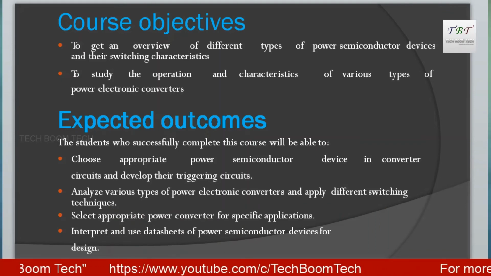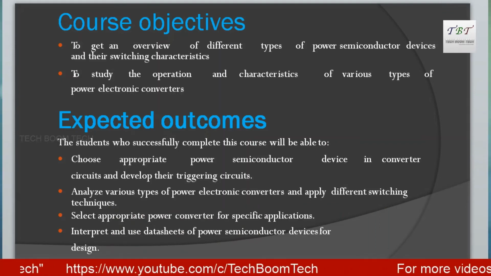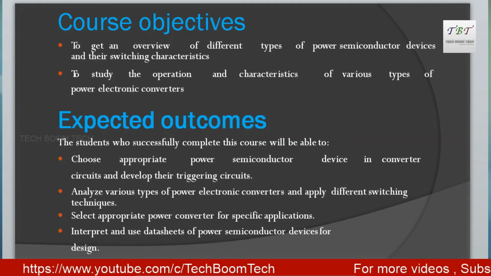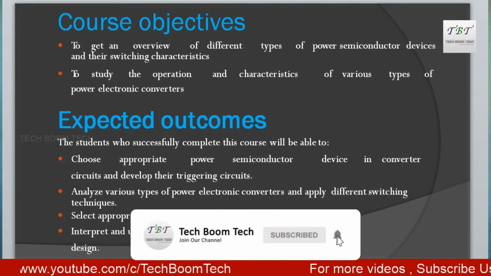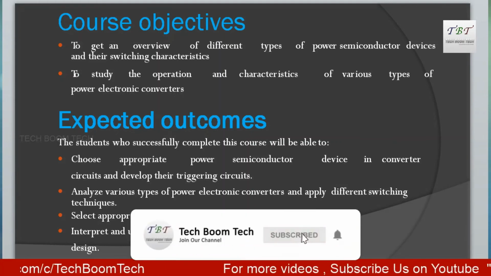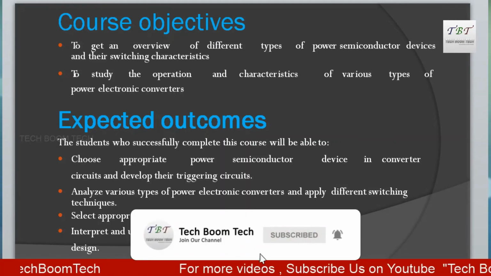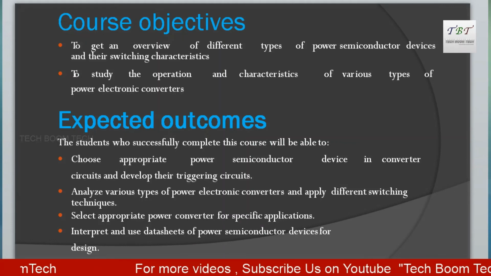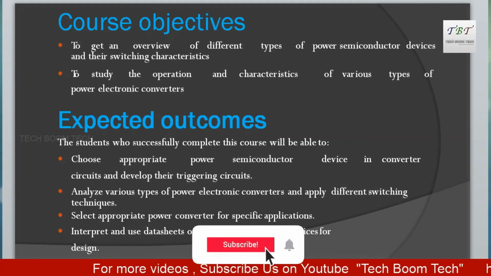Now we will look into the course objectives and course outcomes. Course objectives are to get an overview of different types of semiconductor devices and their switching characteristics, to study the operation and characteristics of various types of power electronic converters.